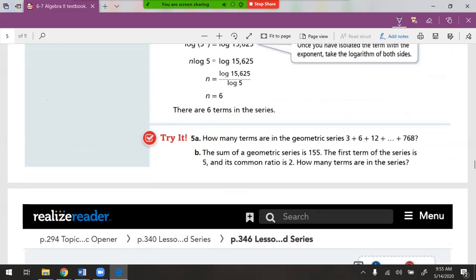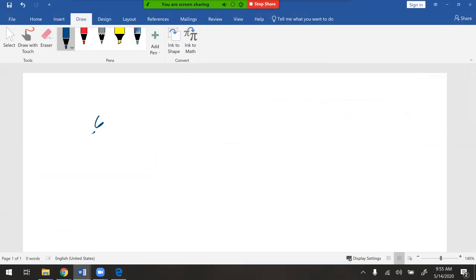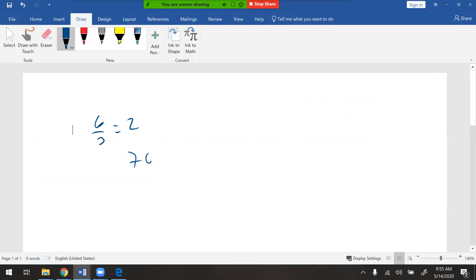So let's do this on a separate sheet of paper, okay? How many terms in the geometric sequence 3 plus 6, and so on, plus 768? Okay, here we go. So I know that 6 over 3 is equal to 2, and the last answer is 768. So 768 is equal to 3 times 2 to the n minus 1.